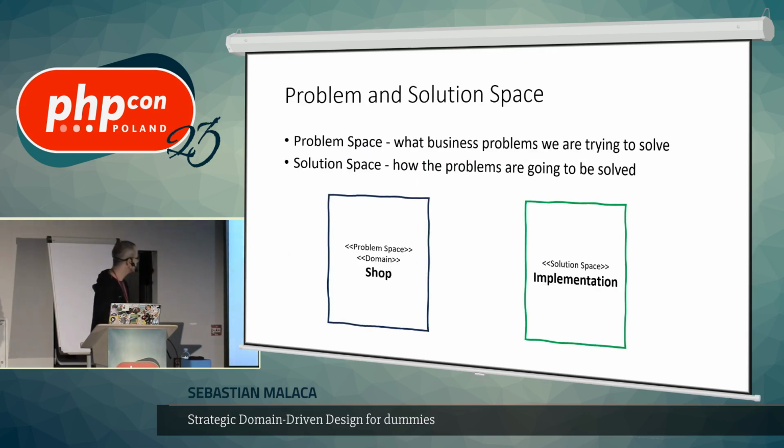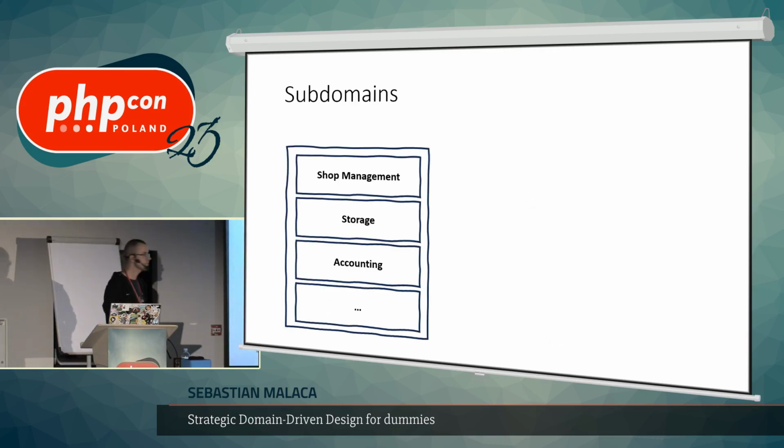Sometimes we can even divide the problem space into something called subdomains to make it more granular. So there are a few from the shop perspective. We want to manage the shop. We want to know where particular categories of products are, where to put a new product, and so on. We want to manage the storage. So there are some shelves, a big warehouse where we are adding our products, where we are storing them. We want to manage that. We need some accountants to take care of all the payments, invoices, and so on.